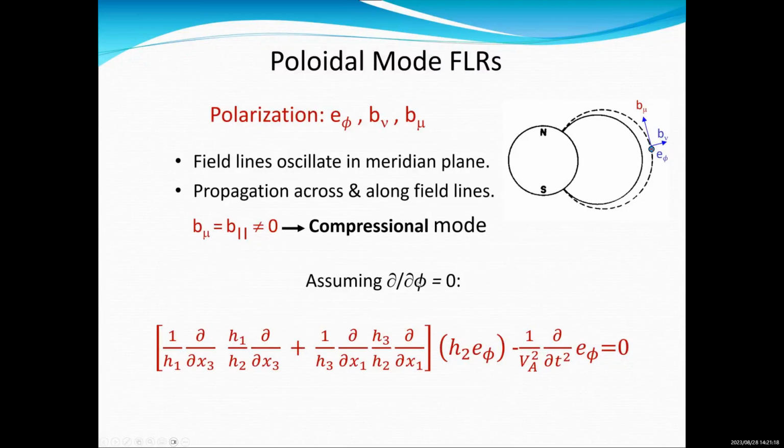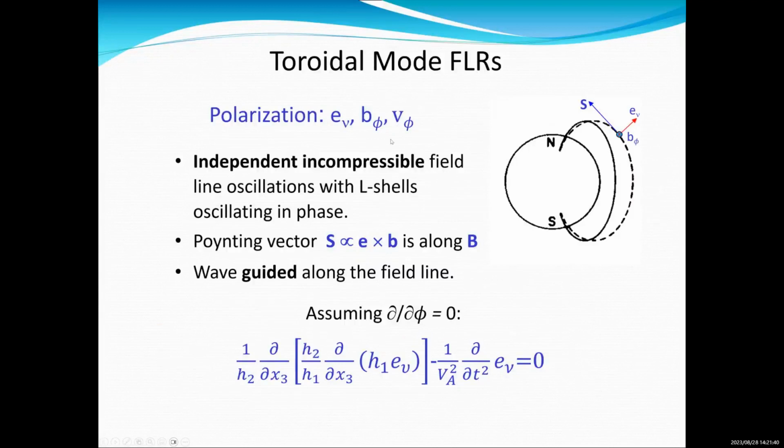If you assume there's no variation in phi, you can write down a wave equation for the poloidal mode azimuthal electric field. This equation can be solved to find the eigenmodes. I'm not going to go into that today. For the toroidal mode, you can do likewise, but the toroidal mode has an azimuthal component of the wave magnetic field and a cross-field component of the electric field. If we're talking about ideal MHD, there's no parallel component. The field lines are moving in the azimuthal direction without changing the magnitude of B.